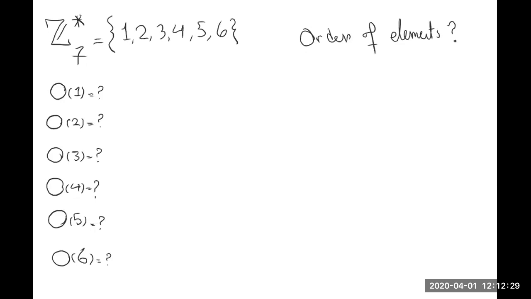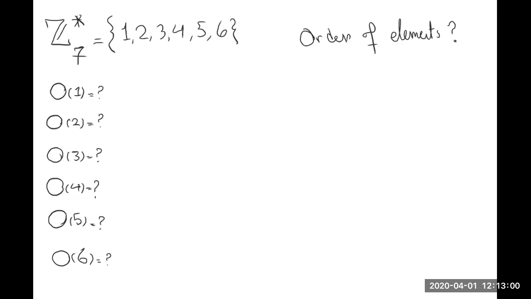Okay, so let me explain. First of all, because here we have the 7 star, when I'm asking about the order of elements, I mean with respect to multiplication. The order of an element is the number of times we should multiply that element by itself until we get to 1, the identity, which here is 1.